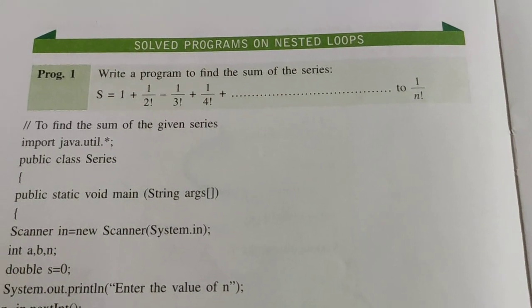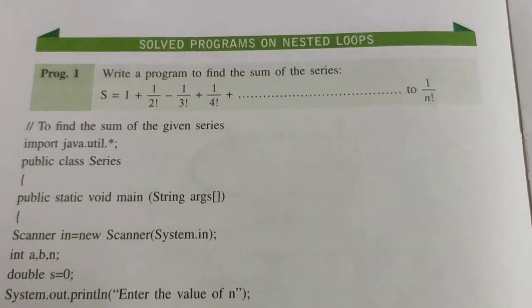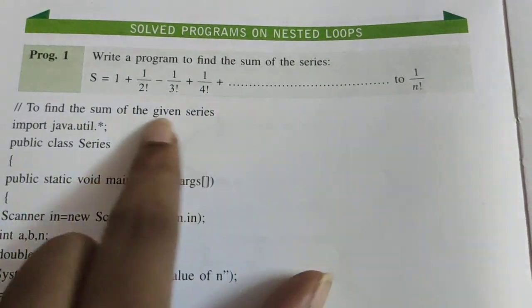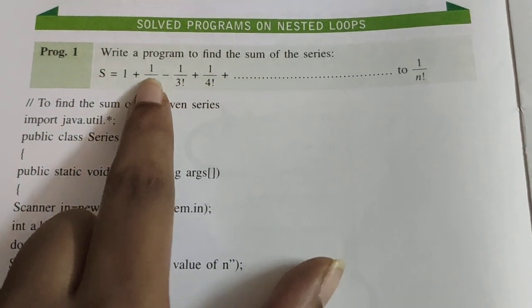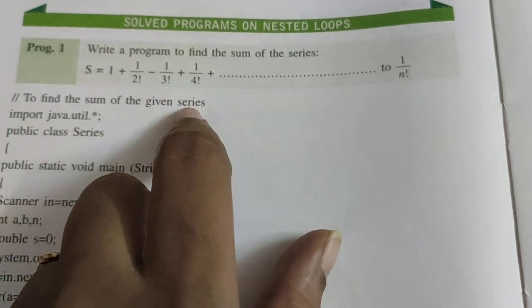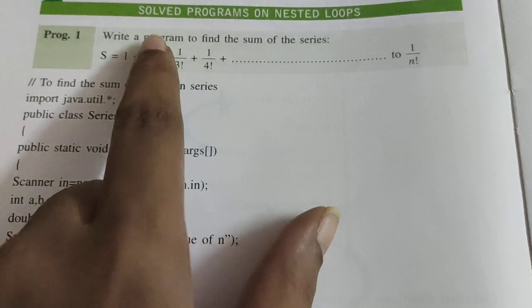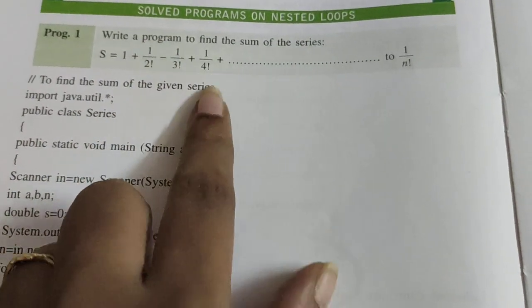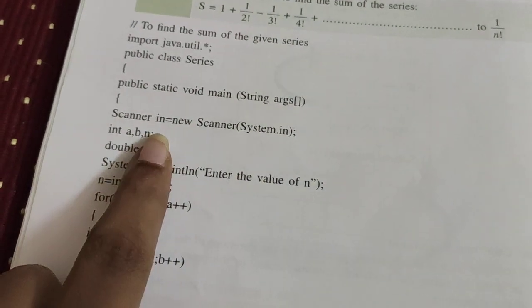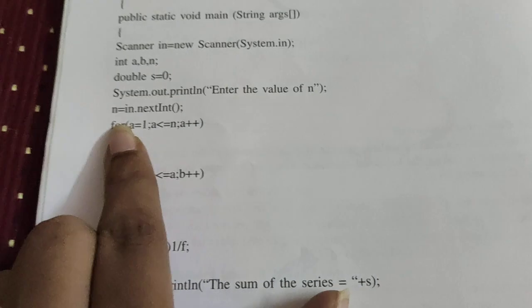Hello students, now we will see the sample programs of nested loops. So the first program is to find the sum of the series. S is equal to 1 plus 1 by 2 factorial minus 1 by 3 factorial plus 1 by 4 factorial, like that it's coming. So the sum of this, 1 by the number's factorial, we have to find till the n.